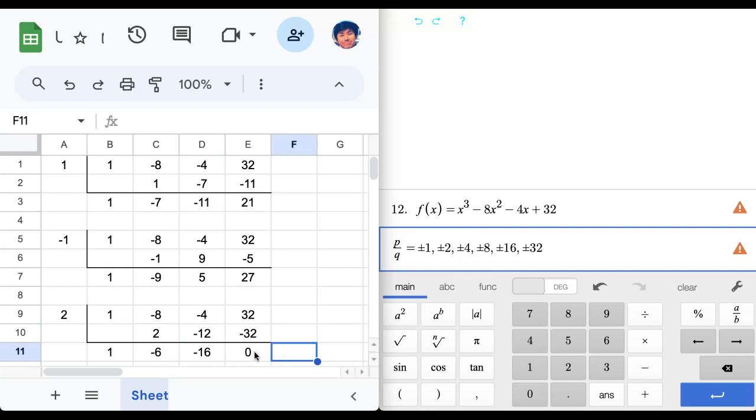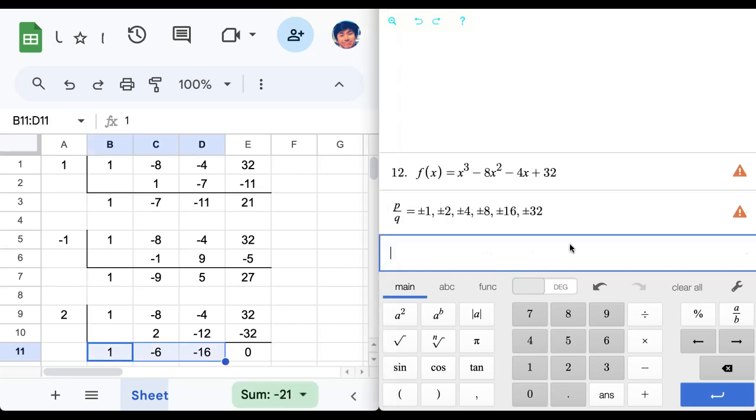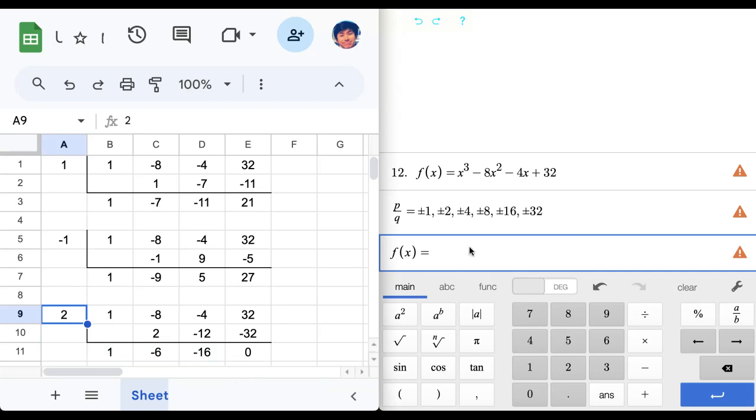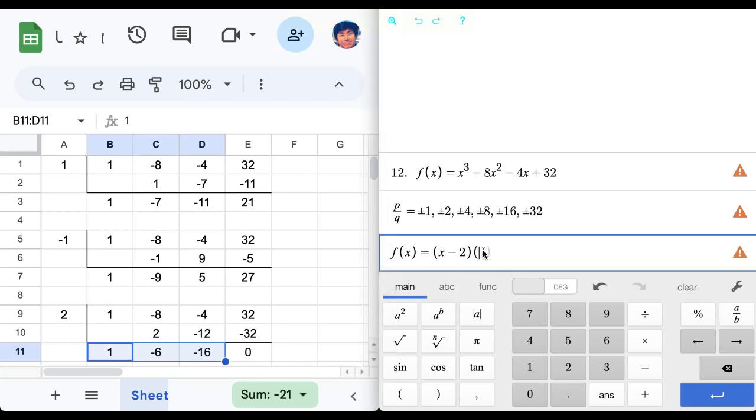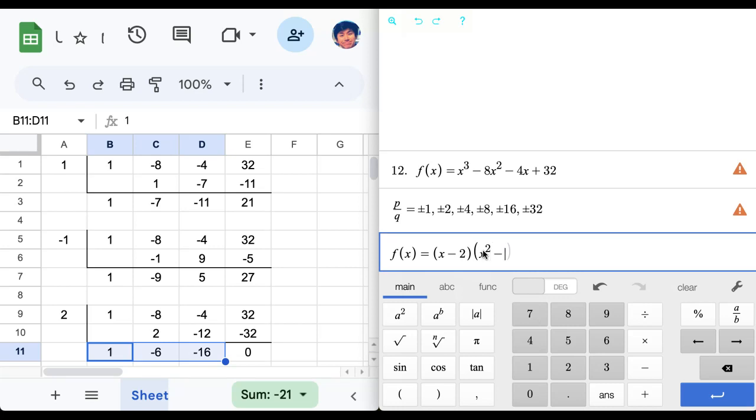So we got the remainder of 0, which means I should be able to now factor f of x into your tested root, which was 2, right? If your tested root is 2, that becomes x minus 2, right? Because you plug in a positive 2 here minus 2, you get the 0. And then this translates into now coefficients of 1, negative 6, and negative 16. It should be a quadratic, x squared minus 6x minus 16.